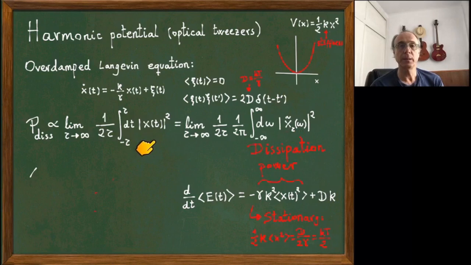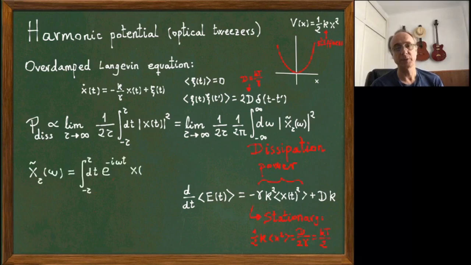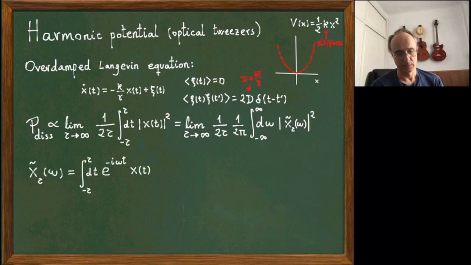Here we have a 1 divided by 2 pi, because we have defined the Fourier transform like that. There are many possibilities. We are going to call this the finite time Fourier transform. And this is the Parseval theorem.